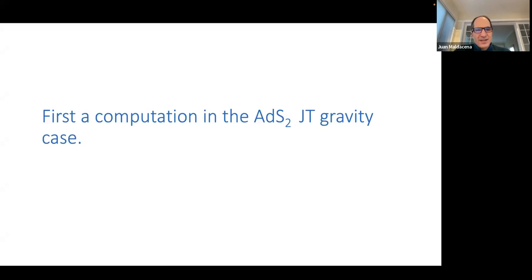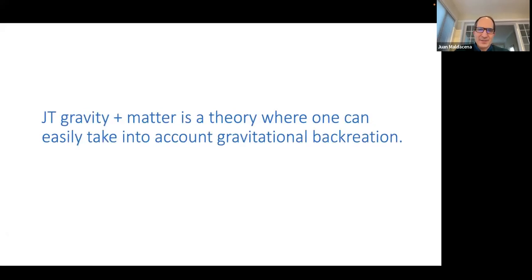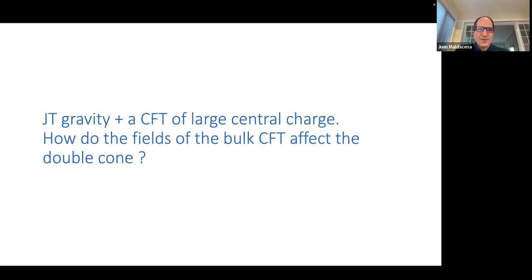So we'll discuss now this type of computation of the spectral form factor in the case of AdS2 and JT gravity, where it's particularly simple. And in that case, there is an interesting thing one can do, which is to take into account the gravitational back reaction and see what happens. The idea is that we'd like to understand how the fields in the bulk CFT affect this double cone geometry.